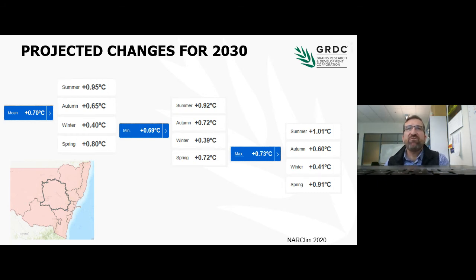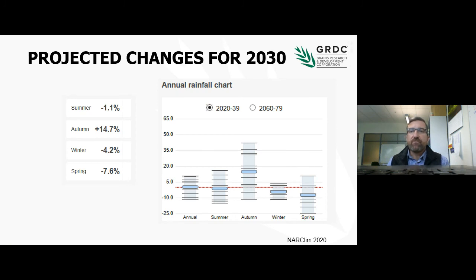There will be seasonal variation, with greatest warming occurring in both spring and summer. So almost a degree warmer by 2030 in summer, you can see. In terms of rainfall, there would seem to be some shifts in the seasonality of rainfall. By 2030, at an annual time scale, you can see very little change in annual rainfall.